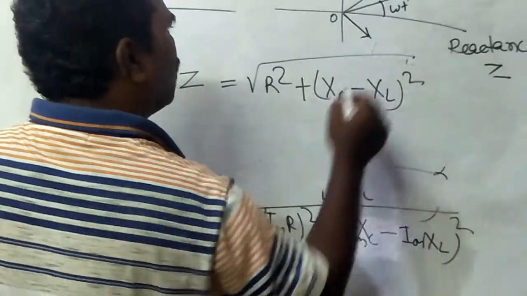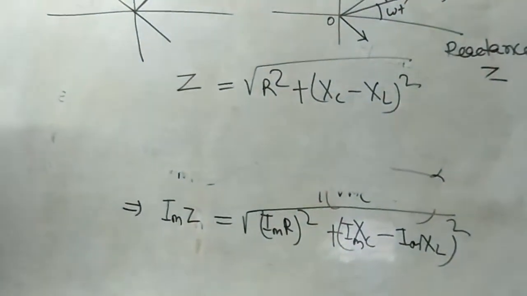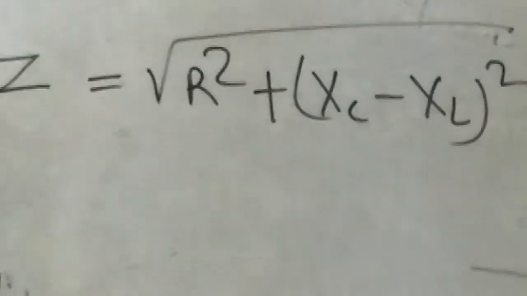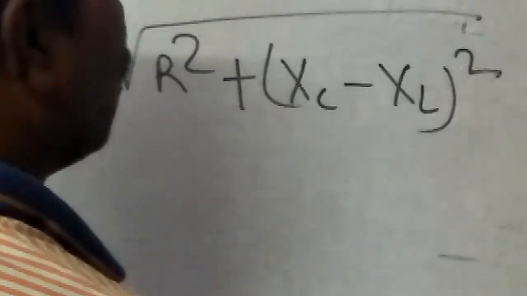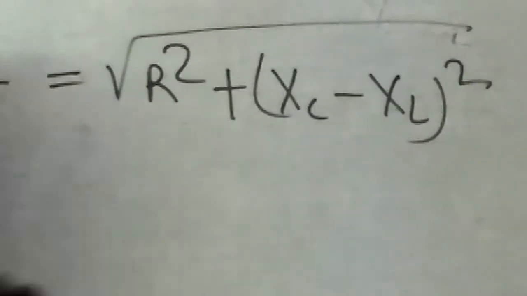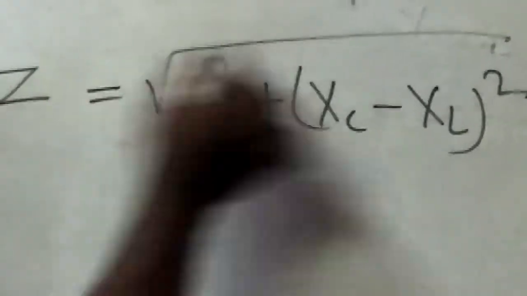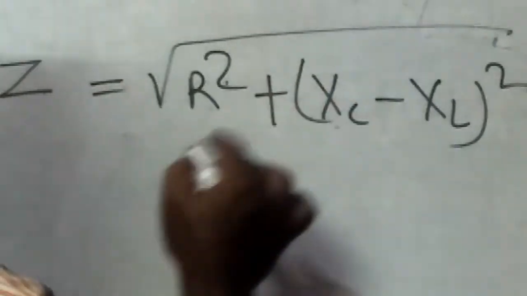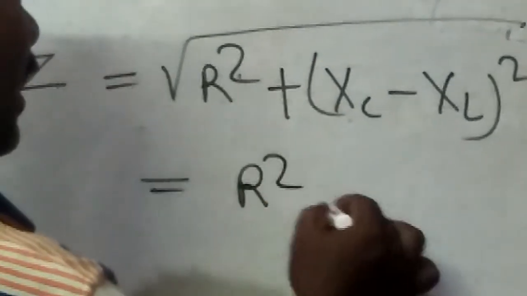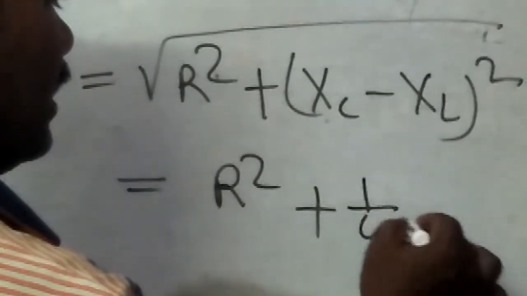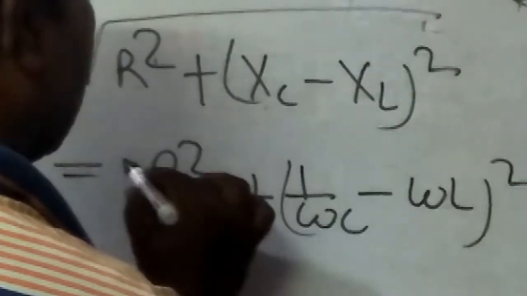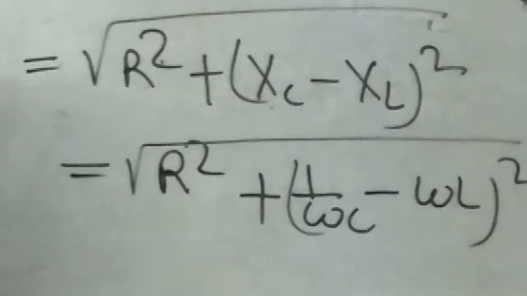Z is called the impedance of the LCR circuit. Its SI unit is ohm. So this is the value of Z: Z is equal to the square root of R square plus Xc minus XL whole square. We can write R square plus, with Xc equal to 1 by omega C, minus omega L, whole square, under the root.